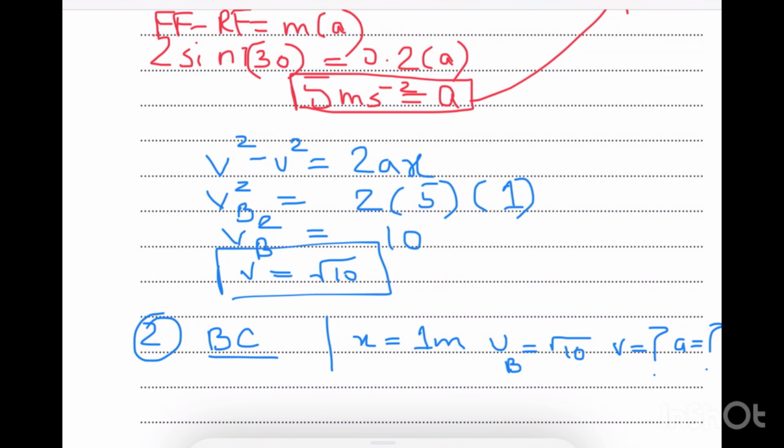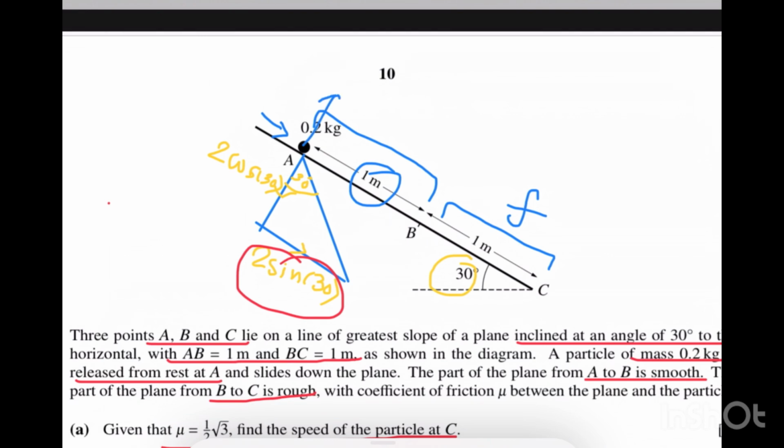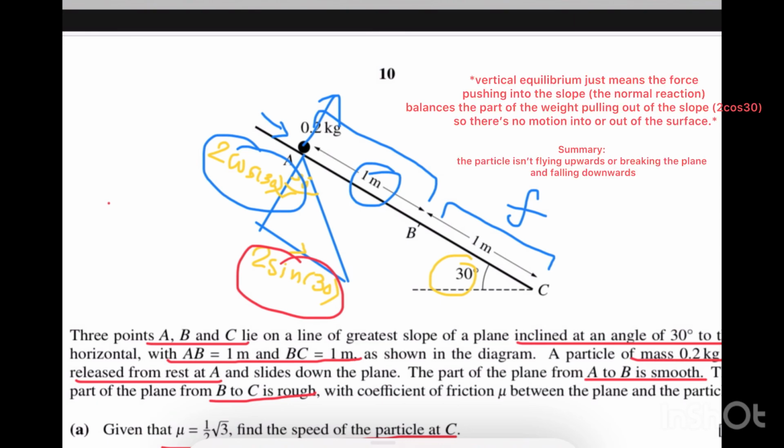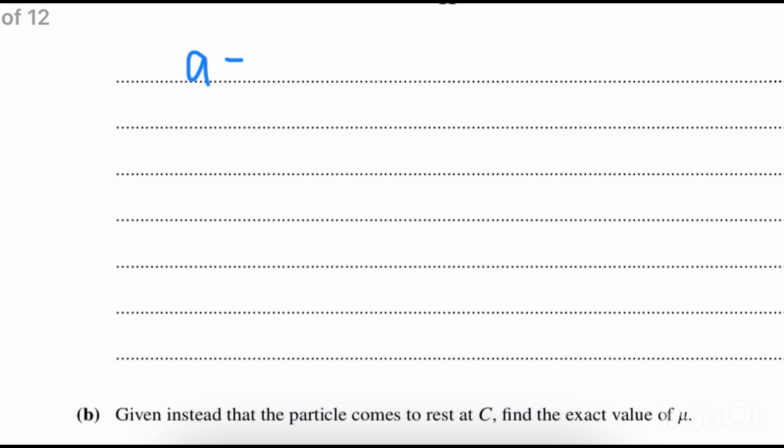First, let's find the acceleration using the forces formula. So the forward force will again be 2 sin 30, and then we will have the friction, which is always equal to mu multiplied by R. So the mu is given to us as under root 3 over 2, and the value of R, which is the normal reaction, which is always perpendicular to the plane, is equal to 2 cos 30, since the particle is in equilibrium vertically. This is equal to 0.2 A.